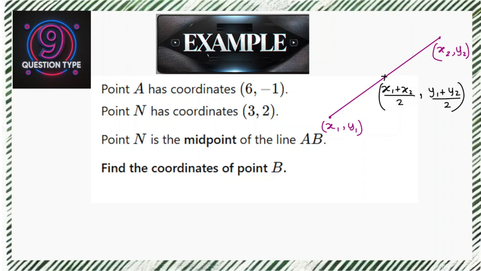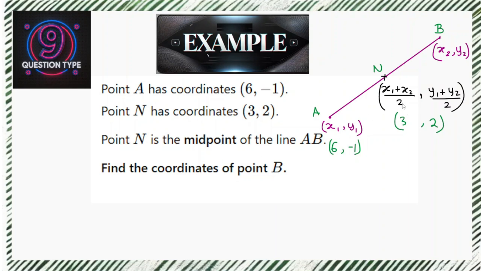Now in this question, it says point A has coordinates 6, negative 1. The midpoint has coordinates 3, 2. Now the question is to find the coordinates of point B. So let's call this A, N and B. Now let's use the formula.